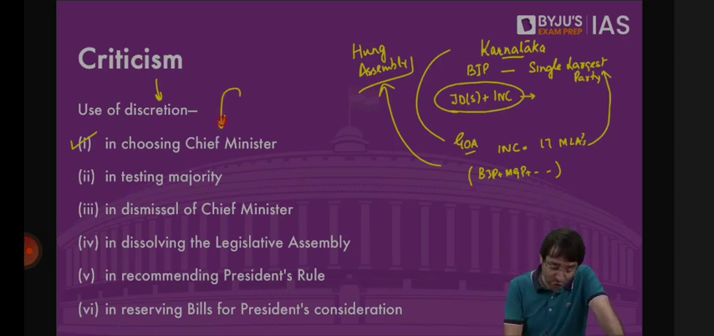In choosing the chief minister, there is a discretion. But ultimately, it goes against the will of the people as well, where an unelected individual gets to decide who is going to run the state. Not just in choosing the chief minister, in testing the majority as well.